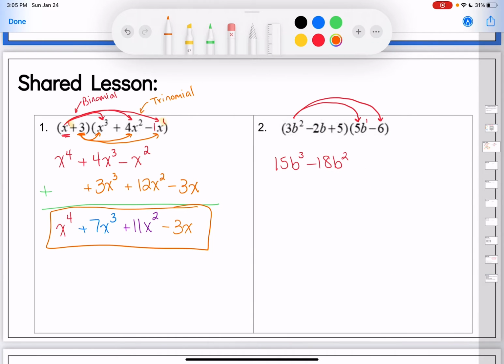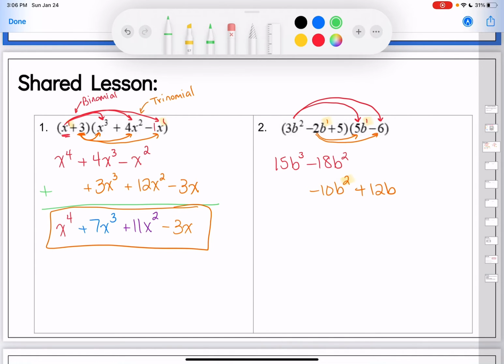Now I'm going to take my next term and distribute it. Negative 2b times 5b, negative 2b to the first times 5b to the first is negative 10b to the second. Watch that one, right? Those are the easiest ones to goof up for some reason. Negative 2b times negative 6 is positive 12b.